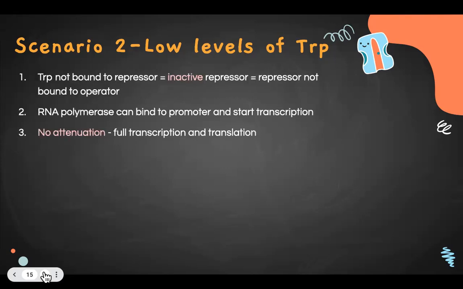Yeah, that's right. Even without looking at this, if there's a low level of tryptophan around in the cell, then they're obviously going to need it, so they're going to make more of it. If there's lots of tryptophan around, they won't make it. That's the basic level. Here there's no tryptophan, so the repressor won't bind, and the RNA polymerase can bind to the promoter and start transcription. There's no repressor, and there also won't be any attenuation.